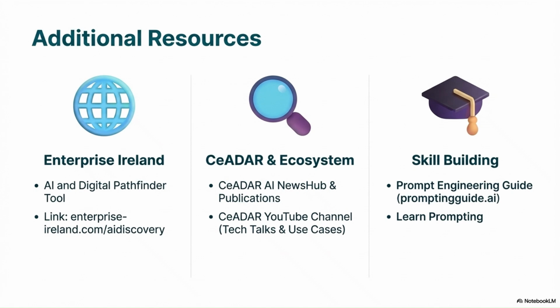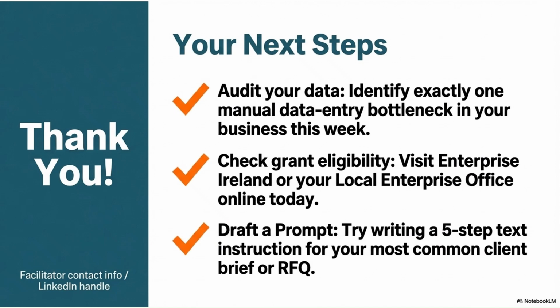There are loads of additional resources from Enterprise Ireland, CEDAR and the EDIH, and there are loads of ways that you can start to build skills. So the next step really is to audit the data, identify exactly one manual data entry bottleneck in your business, and check grant eligibility. You can visit Enterprise Ireland, and again we'll put the information up online for that. And then draft a prompt, try writing a 5-step text instruction for your most common client brief.